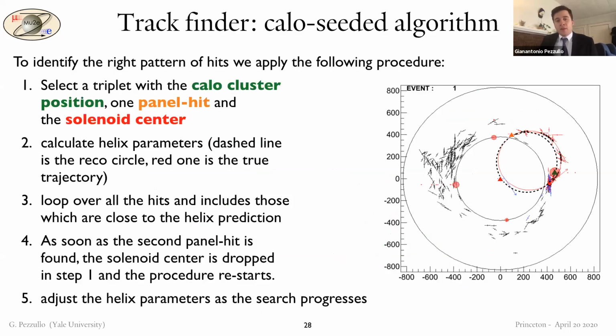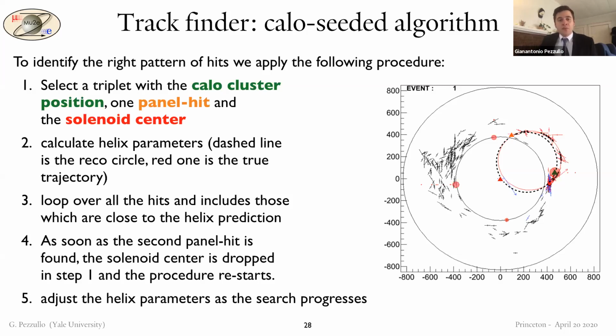Then the pattern recognition is implemented in a 3D way. What we do is illustrated in this slide. We start with a triplet, which is made out of the calorimeter cluster position, one panel hit, where we start with the one closer to the stopping target, at lower Z, and then the solenoid center, because this algorithm is tailored for reconstructing only helices coming out of the stopping target, which is located exactly in the center of this transverse plane.